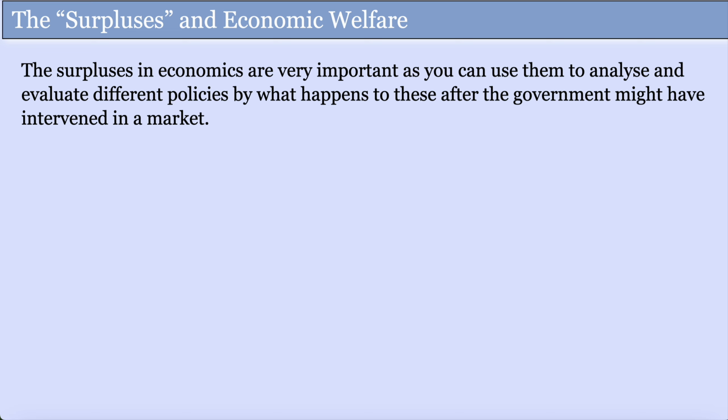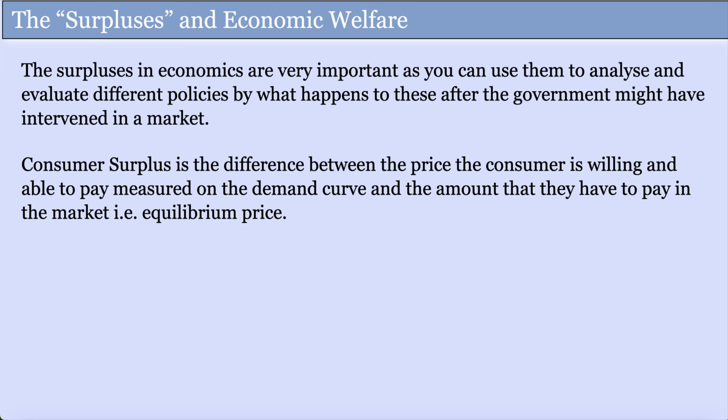And it's really important that you can use this idea to see what happens when the government intervenes in the marketplace. Now, let's quickly remind you that a consumer surplus is simply the difference between the price the consumer is willing and able to pay, and that's on your demand curve, remember, and then the amount that they have to pay. And it's a surplus because they're saying we're going to get this benefit from the good up here. That's what I'm willing and able to pay for it. And I don't have to pay that all the time because the equilibrium price is below it.